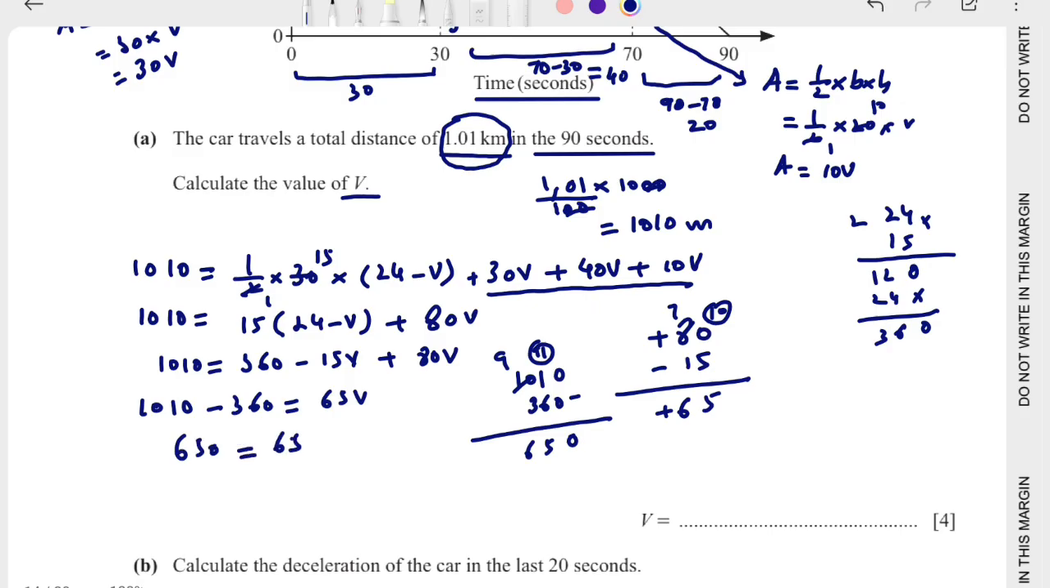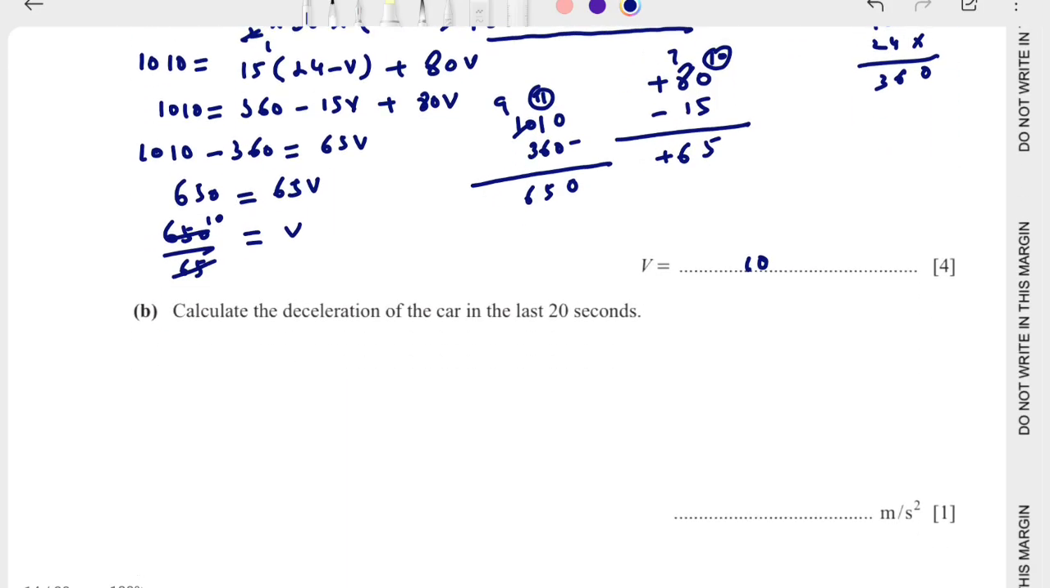to 65v, divide it by 65, and the value of v would be 10, so 10 is the answer.